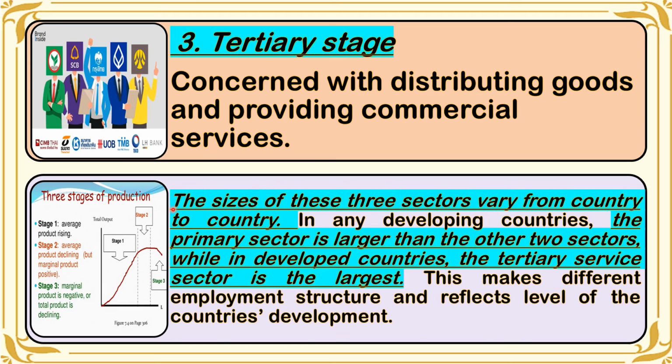Now, class, the sizes of these three sectors vary from country to country. In poor countries, the primary sector is larger than the other two sectors, while in developed countries, the tertiary service sector is the largest. So you belong to the primary sector if your country is poor, because many of the people who work in the primary sector are the people who weren't lucky enough to finish their education or go to university. But where the tertiary service sector is the largest, it means, class, that more people are employed than unemployed.